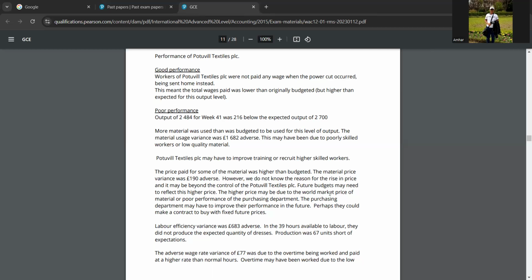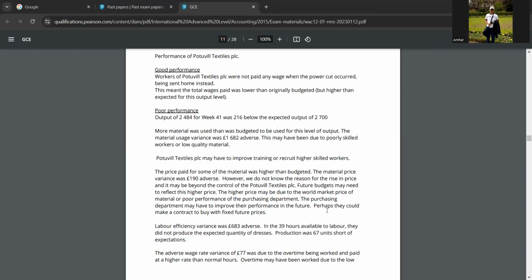Okay. Future budgets may need to reflect this higher price. So you can say that, and then you can say the higher price is maybe because of the world market price of material, or poor performance of the purchasing department. And then you can say the purchasing department may have to improve their performance in the future. How can they improve their performance?